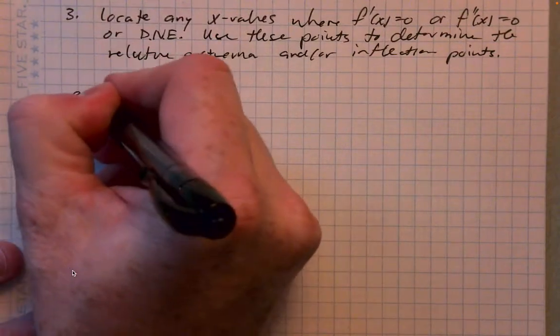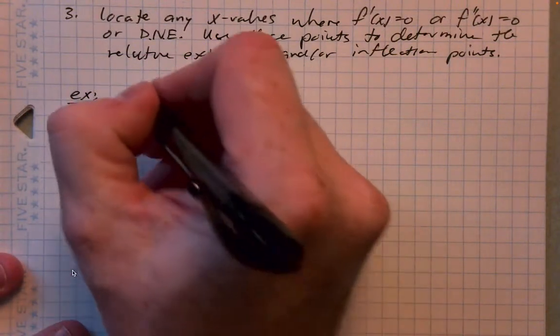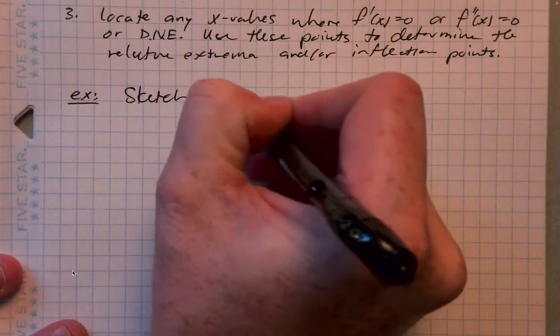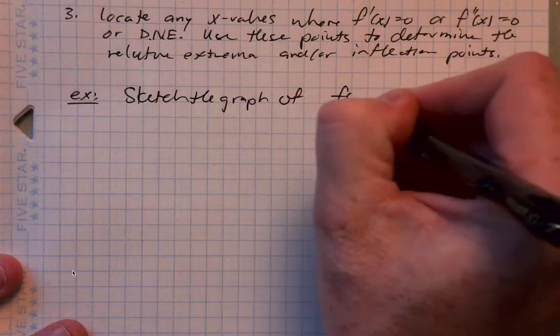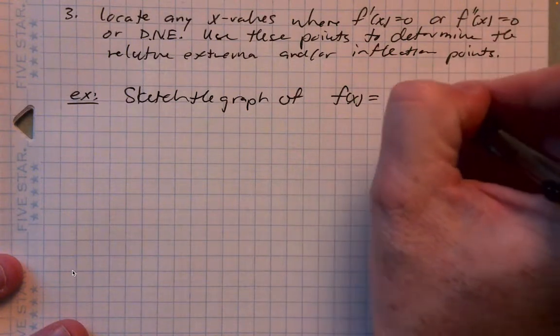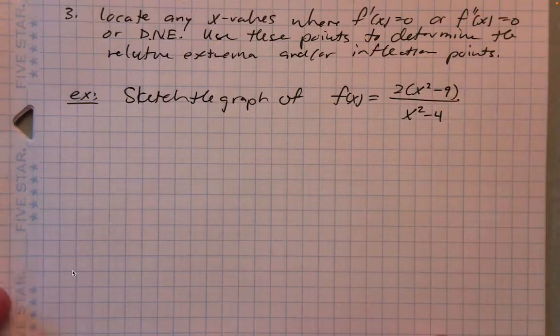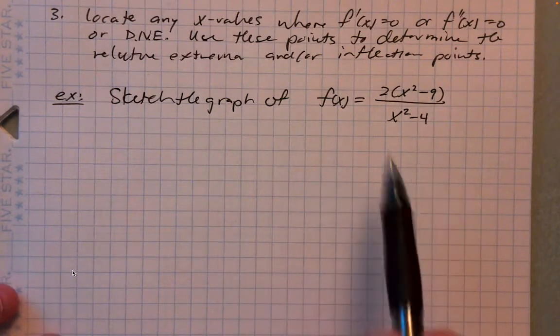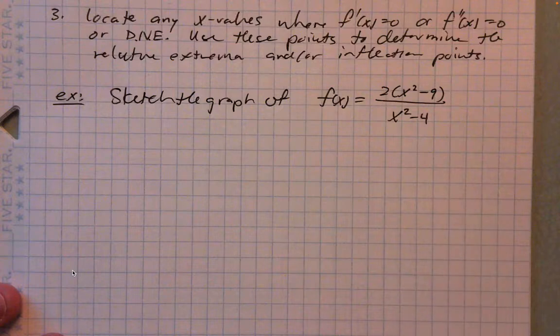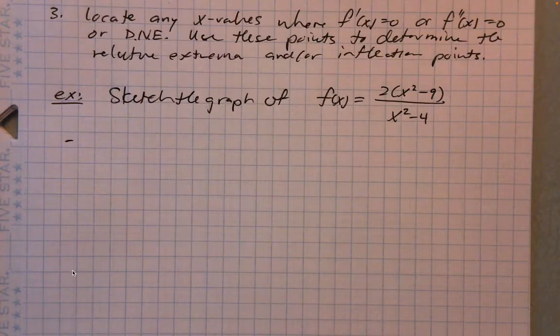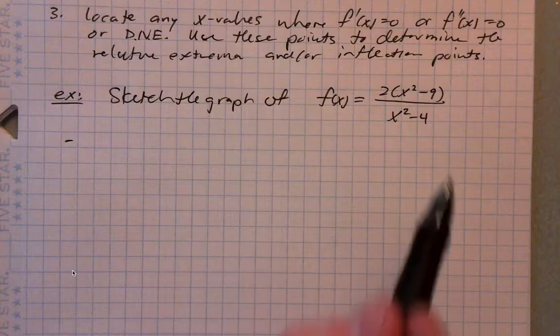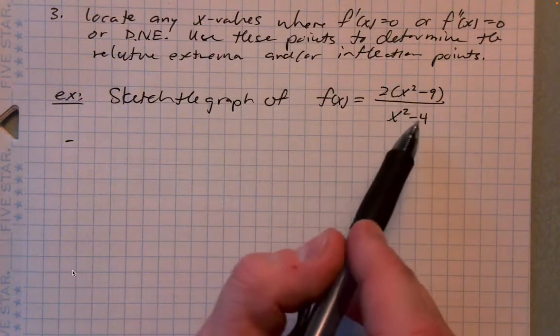All right, so the first example, we're going to sketch the graph of f of x equals 2 times x squared minus 9 divided by x squared minus 4. All right, so it looks like a rational function, polynomials on top and bottom. Okay, so let's just run through the guidelines here. First off, let's think about the domain of the function. The domain here, well, it's a ratio of 2 polynomials. So the top can be any real number, but the bottom, we do have some restriction on the domain, right?